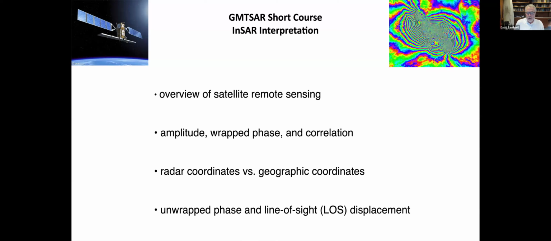Also a little bit about radar coordinates versus geographic coordinates. The data are collected in radar coordinates, but we really want to look at them in geographic coordinates. And so it's good to know this distinction and how to transfer between the two coordinate systems. And then a little bit about unwrapped phase, how that maps into line of sight deformation.